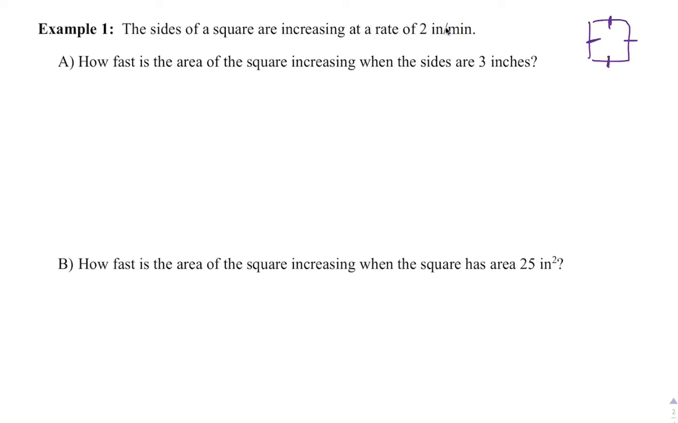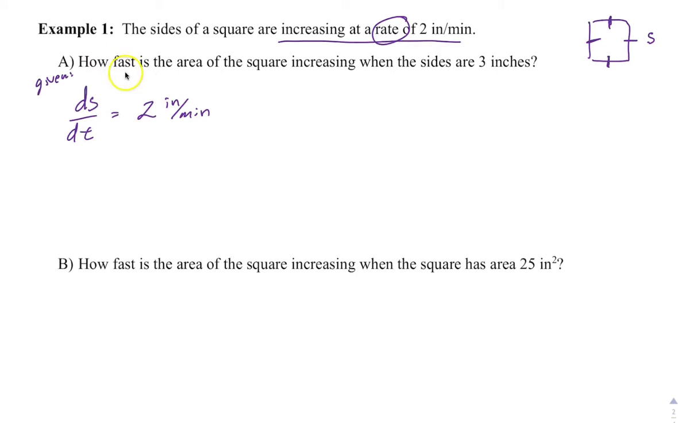So let's label a side. You can make it anything you want. We'll say S. And the side is increasing at a rate. So remember, it's a rate, so that's dS/dt, because my side is increasing at a rate of 2 inches per minute. So that's my first given. My given is the side increasing at a rate of 2 inches per minute. It's a side, it's increasing at a rate, so dS/dt.